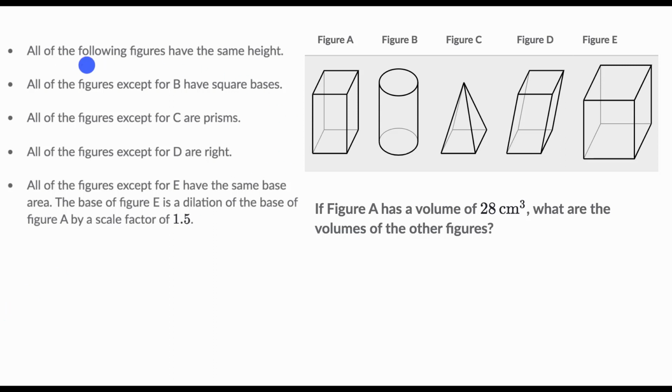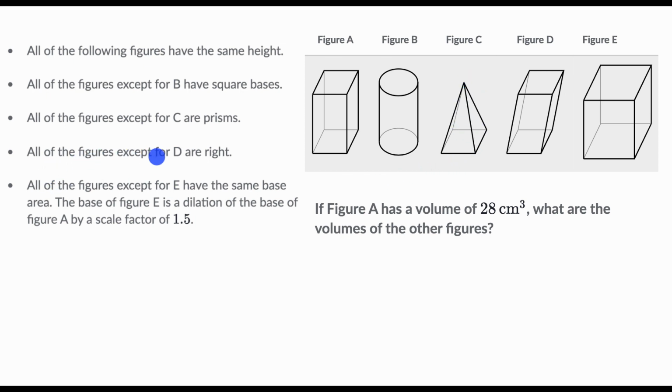We're told that all of the following figures have the same height. All of the figures except for B have square bases. So that's a square base, that's a square, that's a square, and that's a square. All of the figures except for C are prisms. Yes, C is a pyramid right over here.